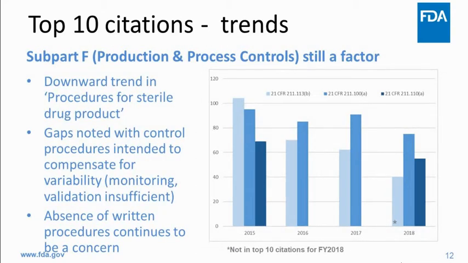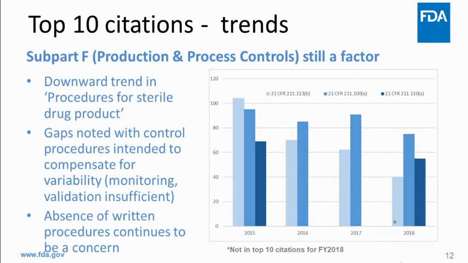Another area that we've seen showing up in surveillance citations, from surveillance inspections at a routine frequency, seems to be around subpart F, production and process controls. There is a slight downward trend for procedures for sterile drug product that we noted. However, there are still gaps with regards to control procedures that are intended to compensate for variability. Monitoring and validation tend to be insufficient. So these citations have been showing up.